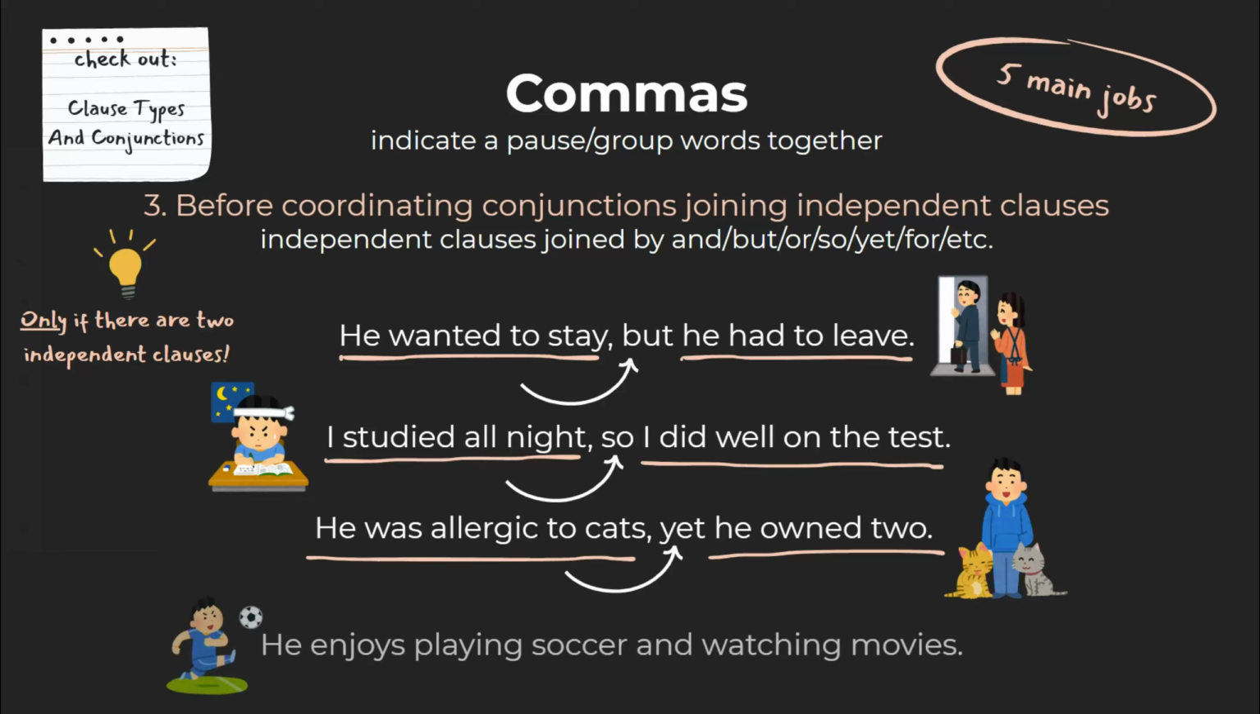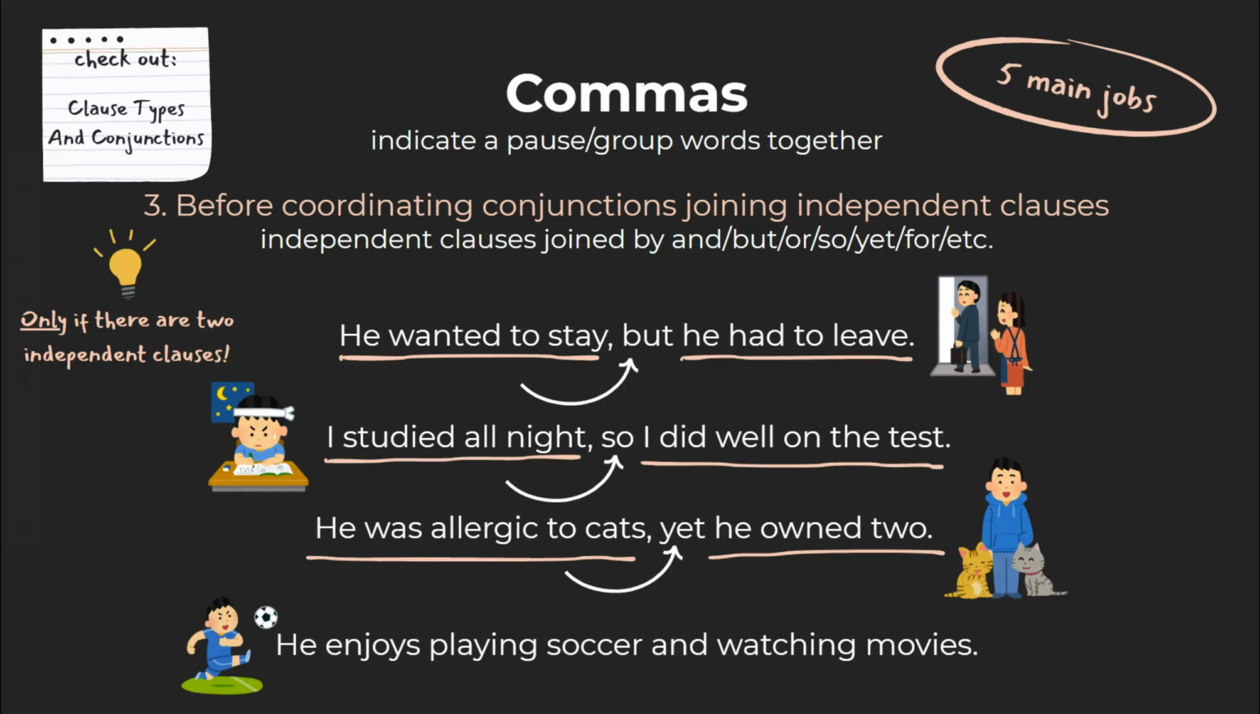In the sentence, "He enjoys playing soccer and watching movies," there's no comma, as while "he enjoys playing soccer" is a full sentence, "watching movies" is not.